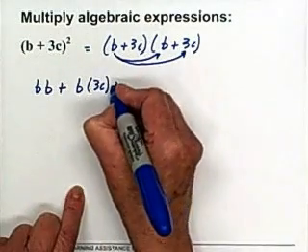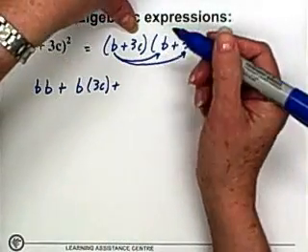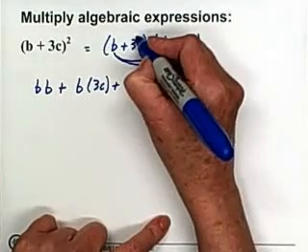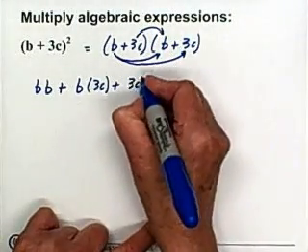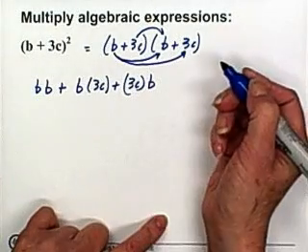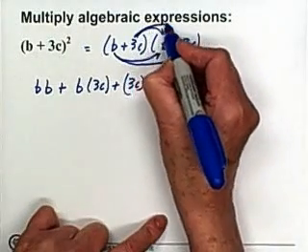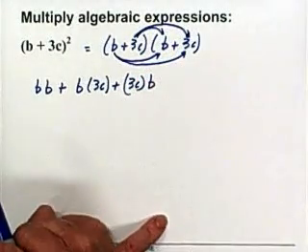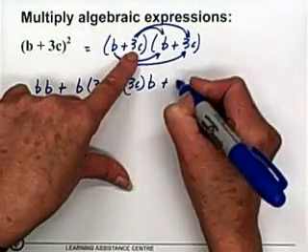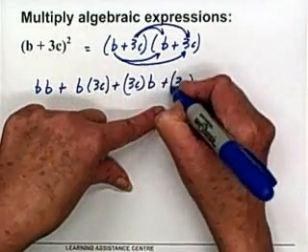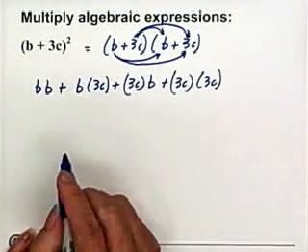Now again, you always put in a plus sign between these multiplications. We go now to the second term in the first bracket, and we multiply it by the first term in the second bracket. So we have 3c times b. Then we take this second term in the first bracket and multiply it by the second term in the second bracket, not forgetting we put a plus sign in there, and then we have 3c times 3c.